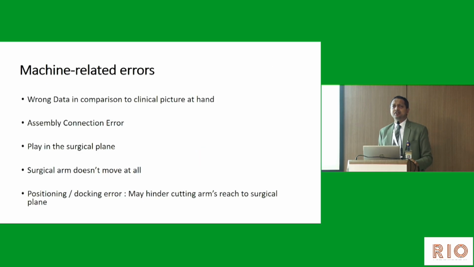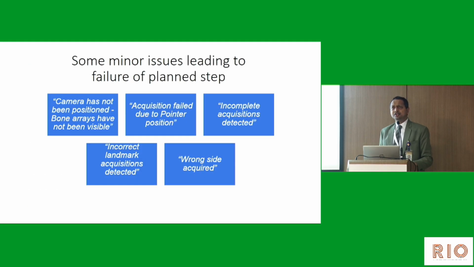There may be some machine related errors, and sometimes these small things might just pop up on the screen or on the handpiece where the data is not matching what you're seeing in the clinical picture. There is a connection error, there is a play in the surgical plane, the surgical arm doesn't move at all, and there may be docking error with some of the robots. So there are some minor issues as well. Sometimes the arrays may not be in front of the camera. The acquisition can fail because of the pointer position. There may be incomplete acquisitions with the robot.